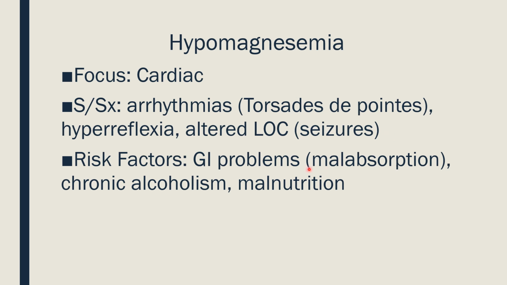And risk factors, so if your patient has a lot of GI problems, because since magnesium is absorbed in the GI tract, you might notice low magnesium in their blood. If they're alcoholic, their mag tends to be lower, and if they're malnourished.